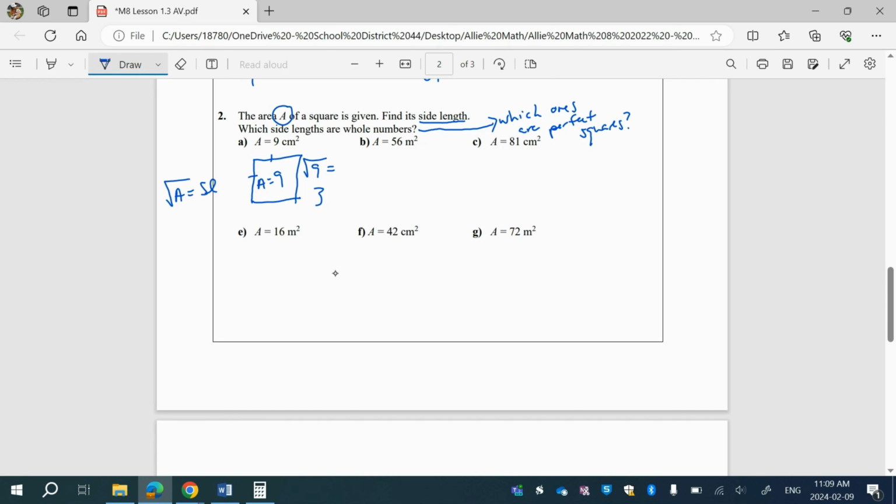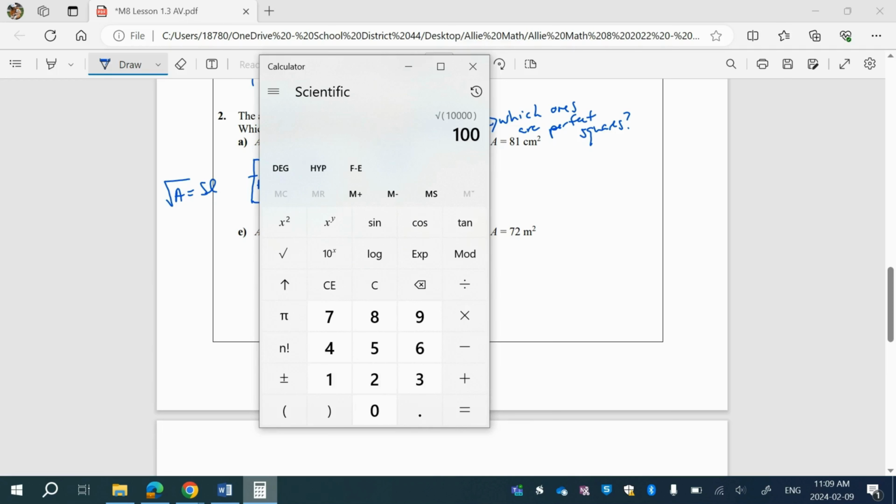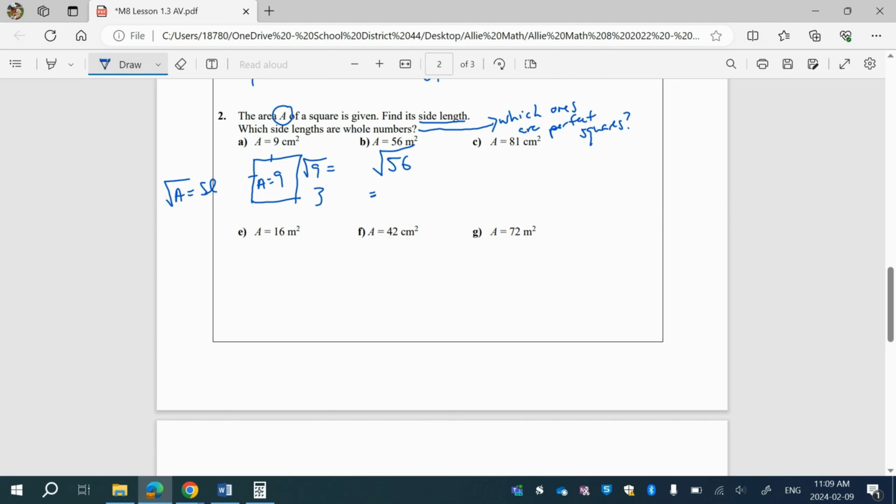The next, we have the area is 56. We're looking for the side length. So we have to take the square root of the area of 56. This doesn't really stand out to me as one of our perfect squares. So I think it's going to be a decimal. Let's do square root button. Yeah, 7.48 equals 7.48. Next, we have the area is 81.